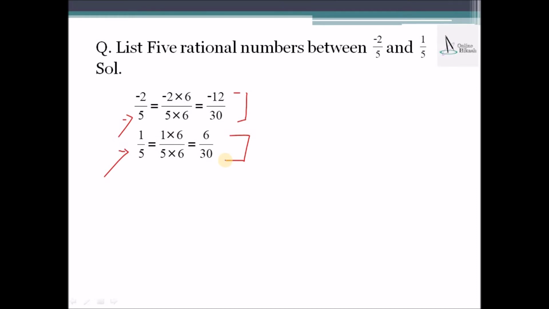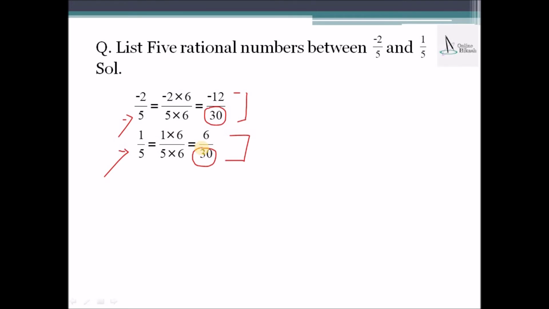Remember, my dear student, always you have to make this denominator same. You have to make this denominator same. This is the basic rule. What you will multiply, it depends upon you. In this case I multiplied 6, but if you think, no, I will multiply 10, that is also right.